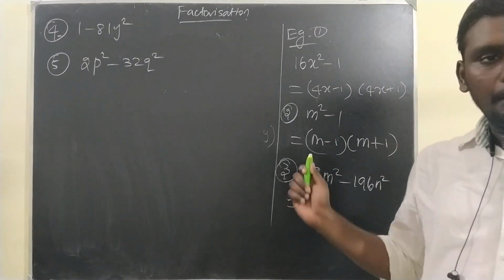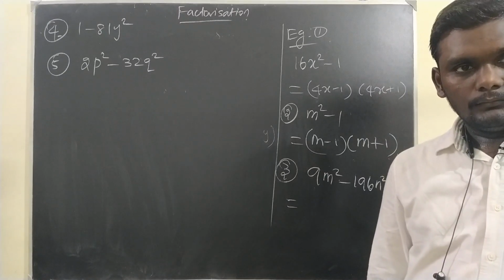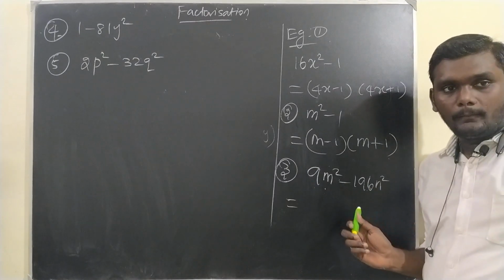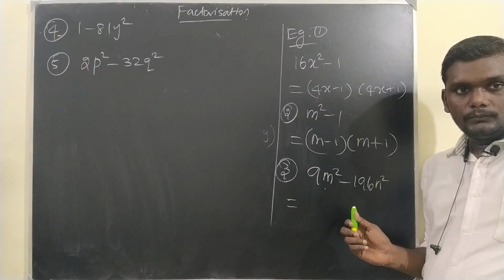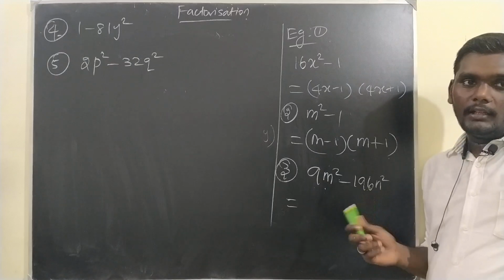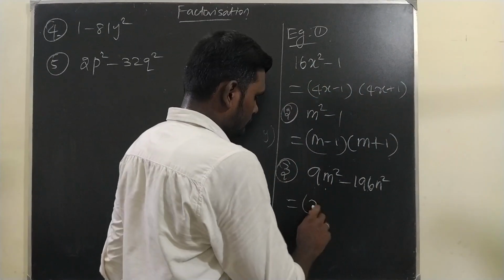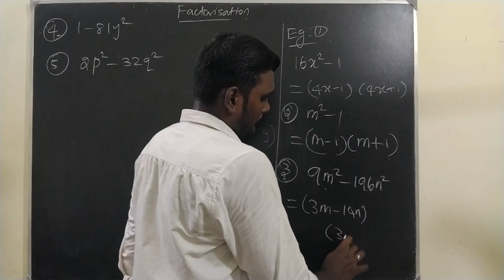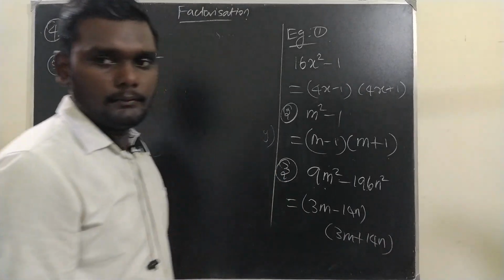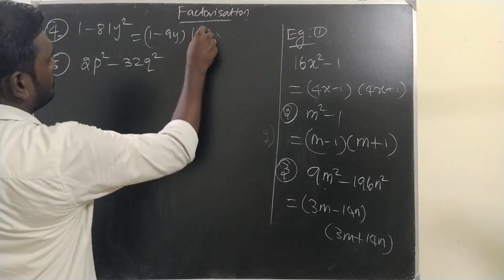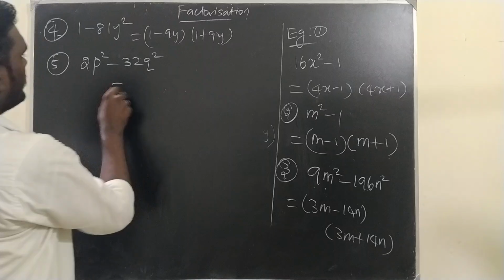Come on, man. 9 is the square of which number? Yes. So 3m whole square minus, 196 is the square of 14. Yes, 14n square. That is it. You got the answer. Make it fast. Perfect. And then this one, 1 minus 81y square. Bingo.